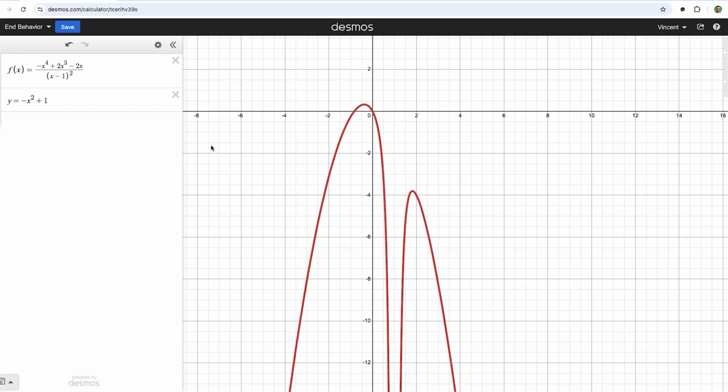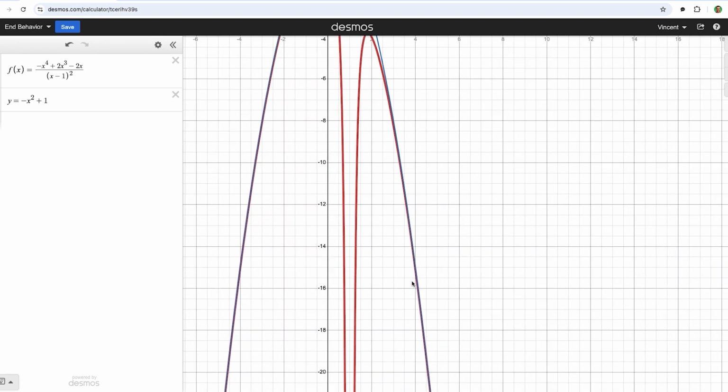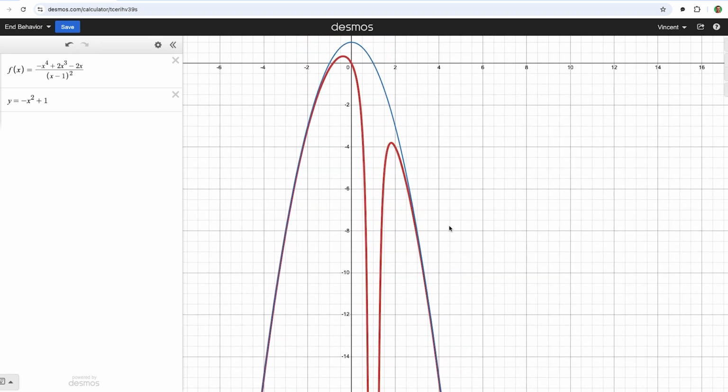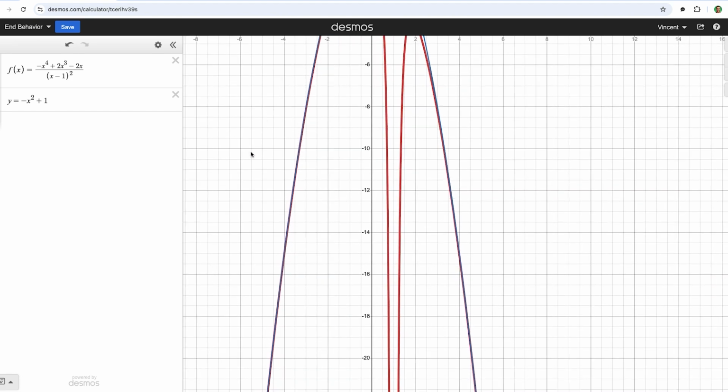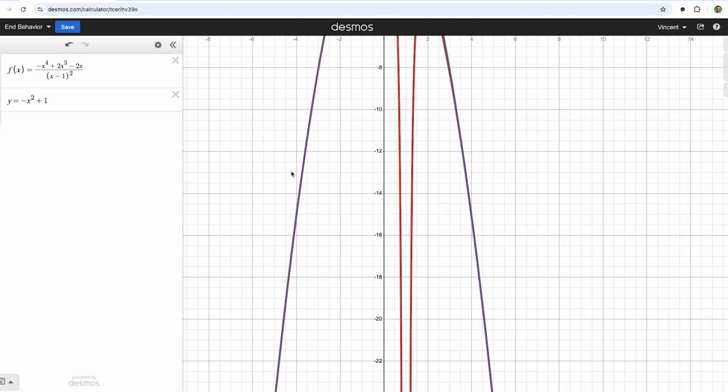So now let's take a look at f of x in Desmos here. And remember, when we did the polynomial division, we had negative x squared plus 1, and then we had our remainder piece after. So if we just graph the polynomial part here, notice that as x goes all the way to the right, the blue graph is getting closer and closer to the red graph. And as we go all the way to the left, once again, the blue graph is getting closer and closer to the red graph. So this is telling us here that our polynomial with the same end behavior of f of x is negative x squared plus 1.